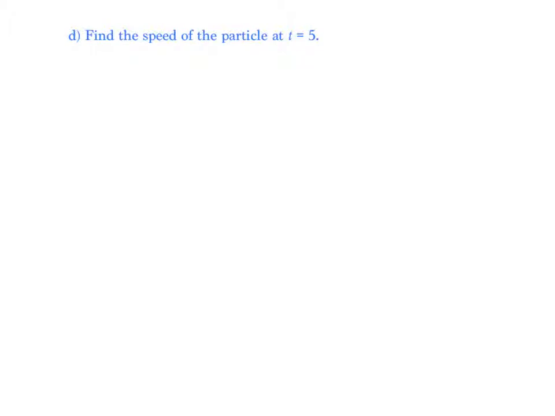The last part of this question just asks for the speed of the particle at t equals 5. This should be a really straightforward question if we remember, of course, that speed is the absolute value of the velocity. So we're going to go ahead and once again grab that velocity function.